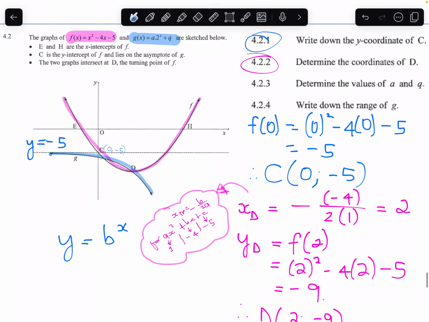Oh, of course, then another way that you could find the turning point is using calculus. So you could find the first derivative of f, make that equal to 0, because we know that the turning point occurs when the gradient is equal to 0, and that would give you the x-coordinate. So 4 different ways that you could find the coordinates of the turning point of a parabola. Anyway, right, so we have 2 and negative 9 as our coordinates for D.